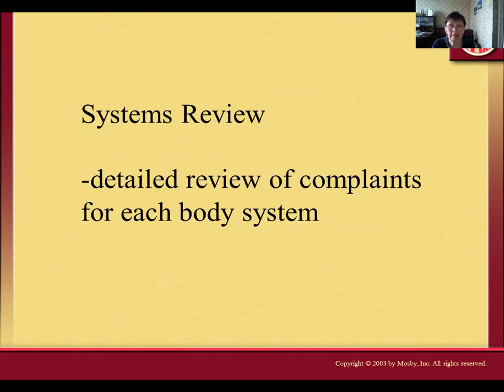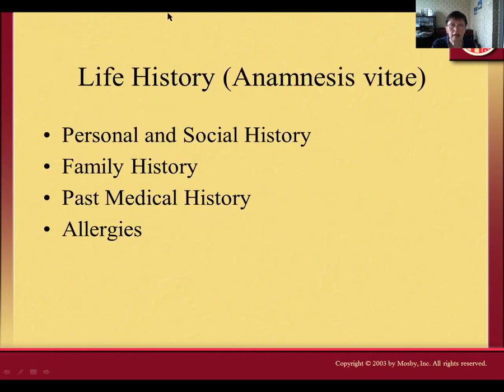Next part is systems review. This is detailed review of complaints for each body system. It does not matter if the patient has problems only with one system. It may be, for example, a respiratory system, but you should also ask questions about all other systems to check for some other diseases that may influence the course of the main problem, or they may be important when you prescribe the treatment. Well, next part is life history or anamnesis vitae.